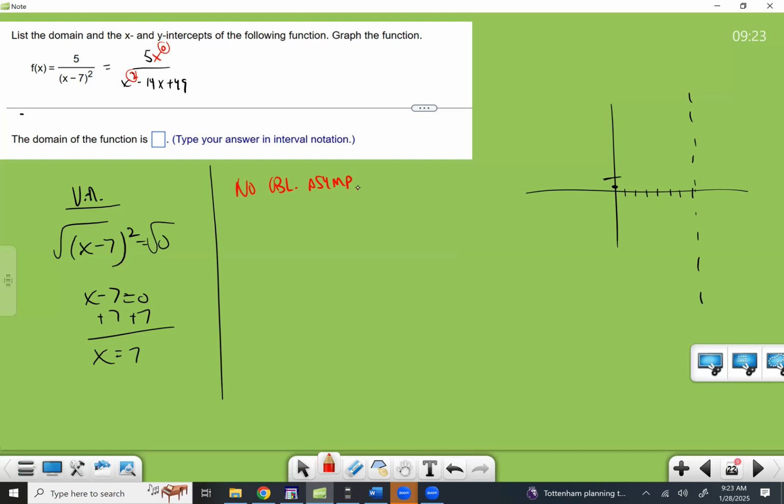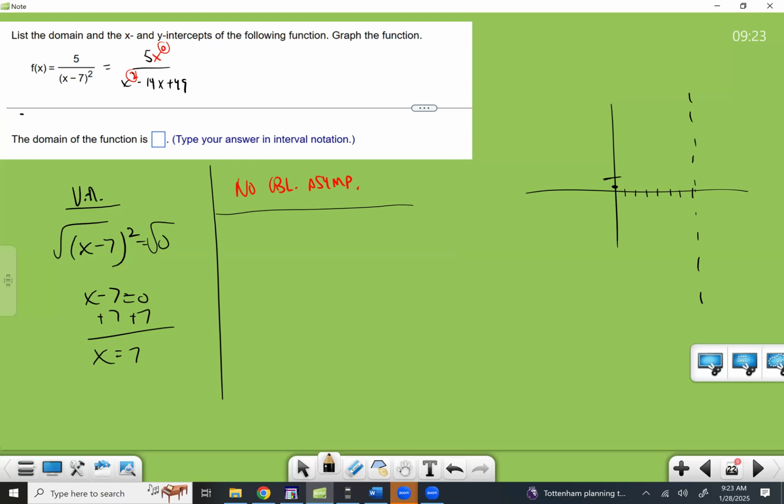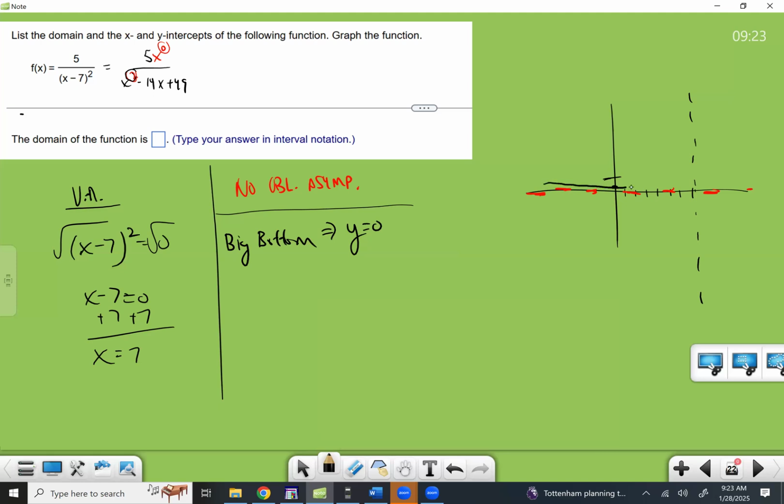Okay. All right, so let's move on to trying to figure out if we have a horizontal. Well, again, we have the big bottom case, just like on number 17, right? We have a bigger bottom. 2 is bigger than 0. So that's going to imply y equals 0 is going to be our horizontal asymptote. So I think we have an idea of what's going on here. This should look something like this.